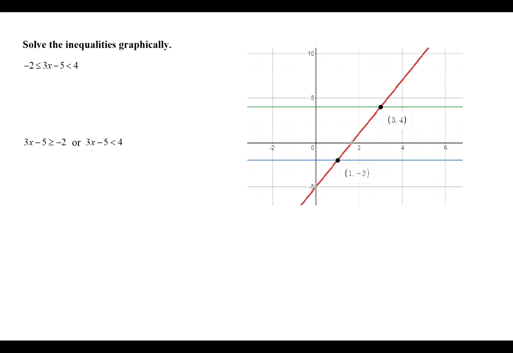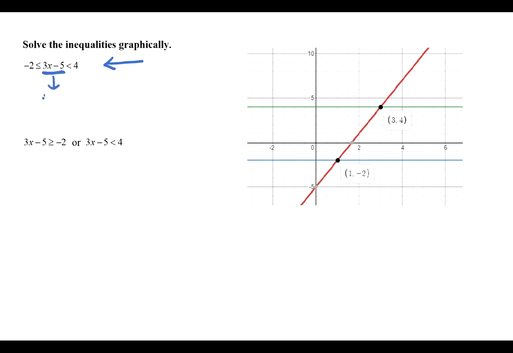We can also solve compound inequalities graphically. Here we have two examples. The first one is an implied intersection because we have a double inequality. 3x minus 5 is between -2 and 4. This implies that we're looking at two statements with an and in between them. 3x minus 5 needs to be bigger than or equal to -2, and it needs to be less than 4. Again, the double inequality allows you to look at something between.